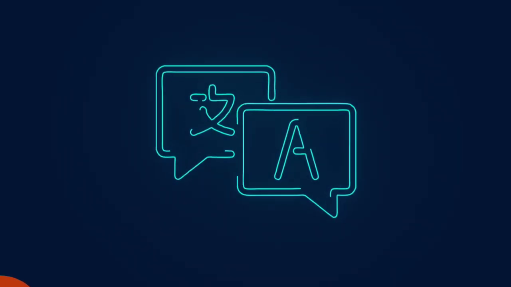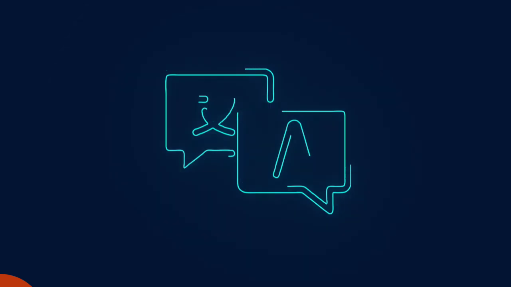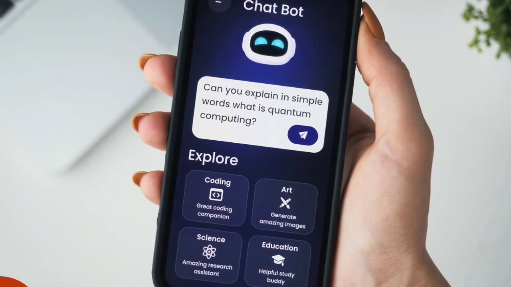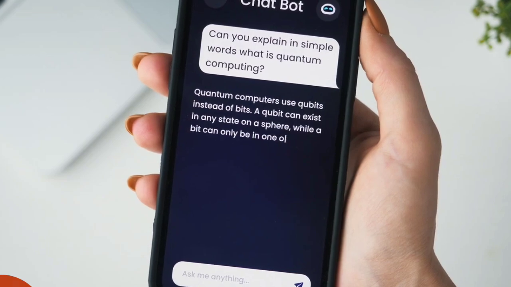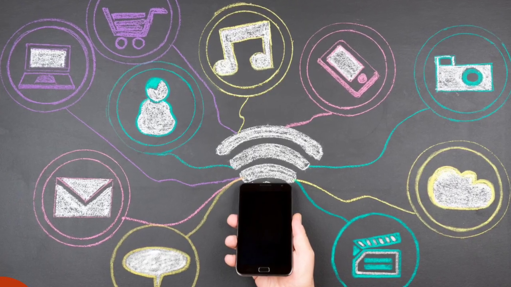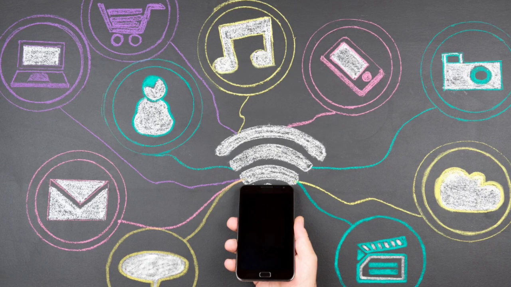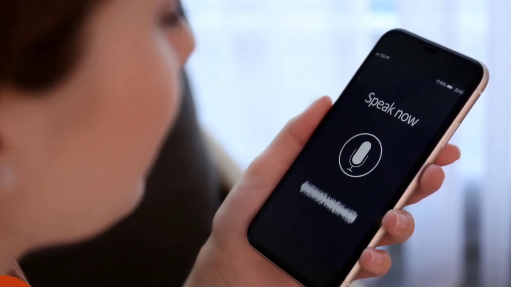Key NLP applications. NLP powers various real-world applications. Some of the most popular ones include: 1. Machine translation. Google Translate converts text from one language to another. 2. Chatbots and virtual assistants. Siri, Alexa, and Google Assistant use NLP for conversation. 3. Sentiment analysis. Businesses analyze social media and reviews to determine user sentiment. 4. Speech recognition, converting spoken words into text, for example, voice to text. 5. Text summarization. Tools like GPT-4 summarize articles automatically.